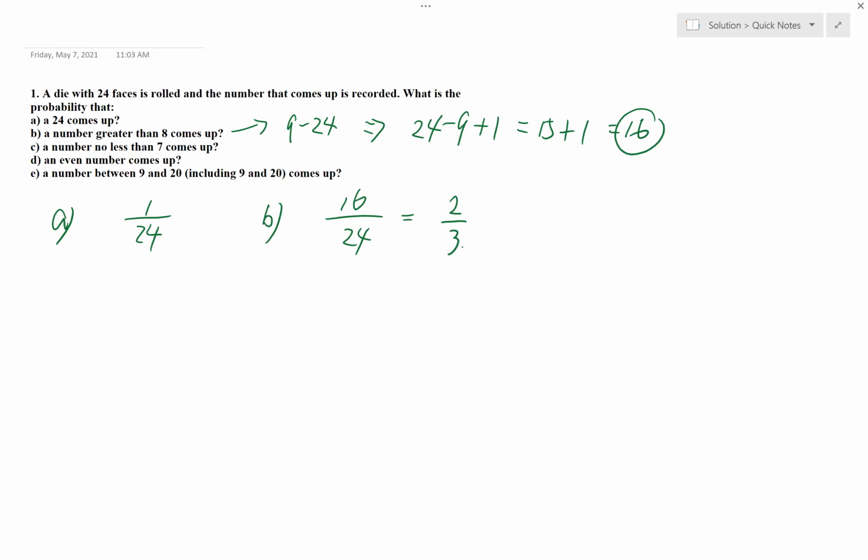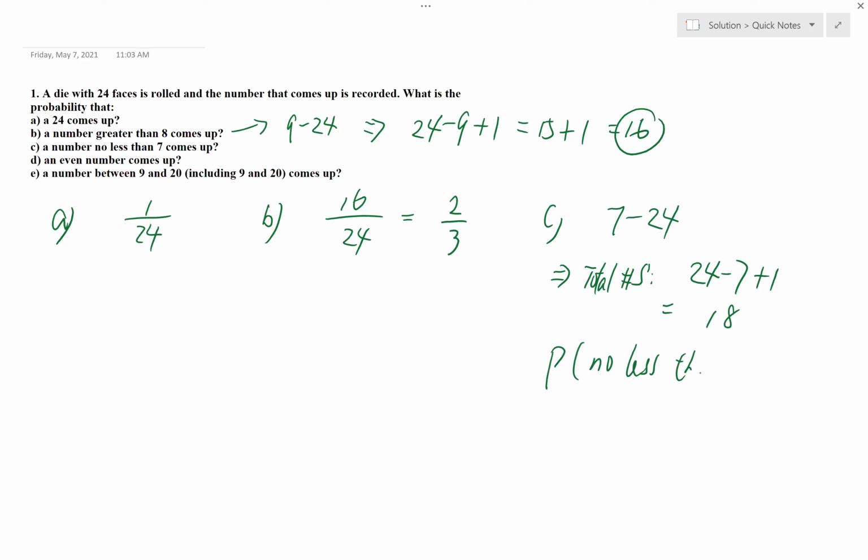The chances are 2/3. And part C is no less than 7 comes up. No less than 7 means 7 and above, right? 7 to 24. Again, the total amount of numbers here should be 24 minus 7, adding 1. That's 17 adding 1, which is 18. So the probability of no less than 7 will be 18 over 24. And reducing both top and bottom by 6, you get 3/4.